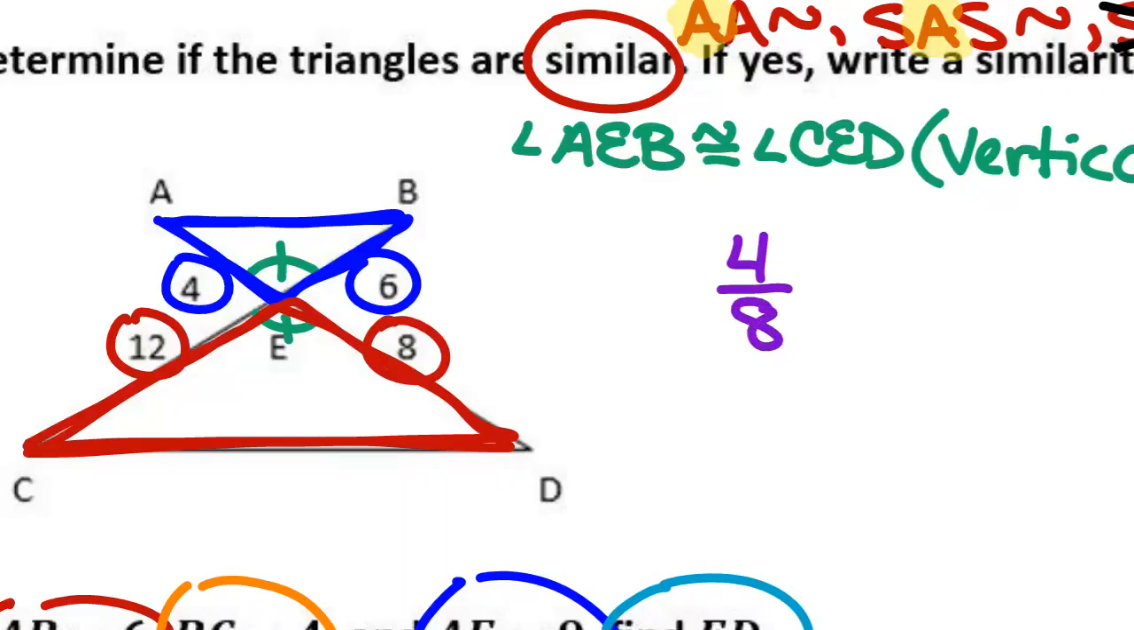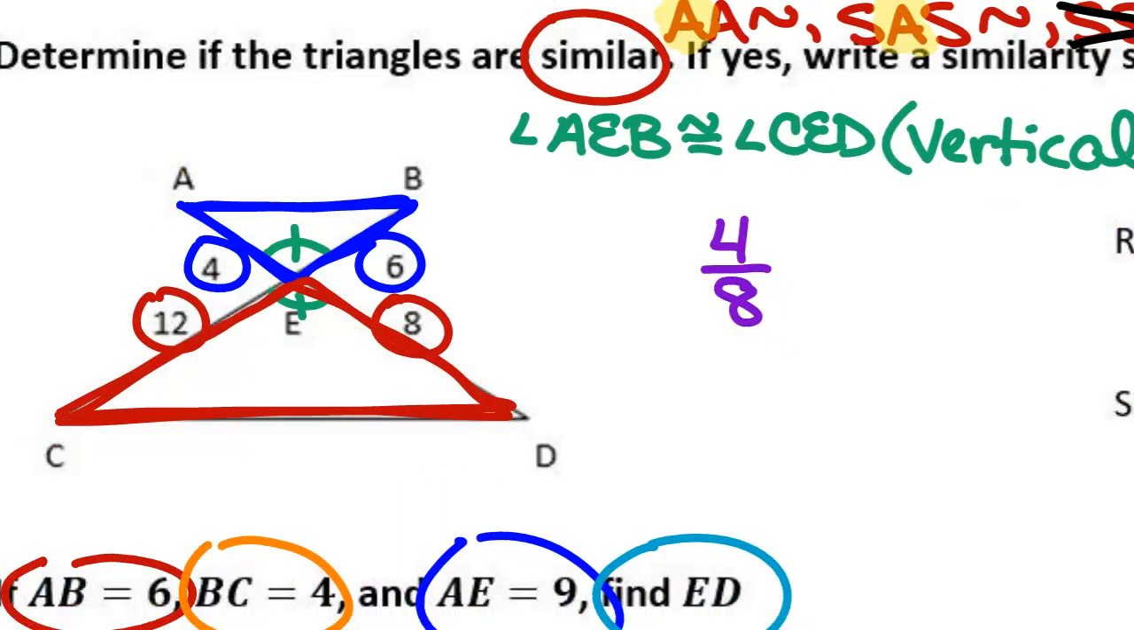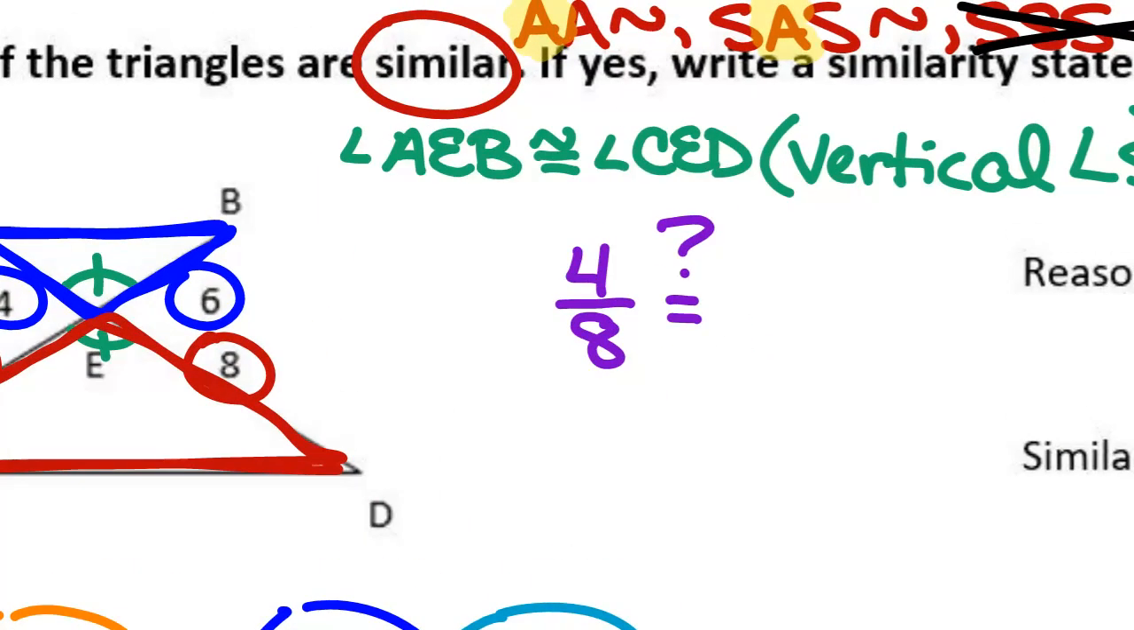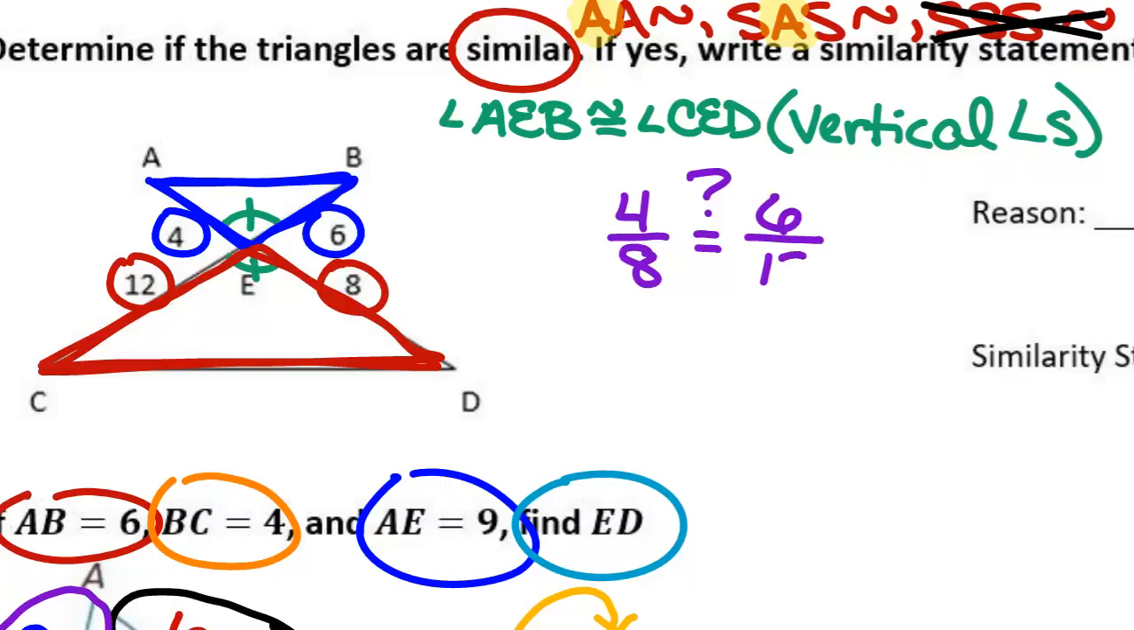I'm going to make a fraction with 4 and 8. It does not matter which one I put on the top. I just have to stay consistent with my next fraction. If I put small triangle in the numerator, small triangle has to stay in the numerator. If I put large triangle in the numerator, then large triangle has to stay in the numerator. So I put the 4 in my numerator. That came from which triangle? The top one. What's the other side that we know from that top triangle? 6 over 12.